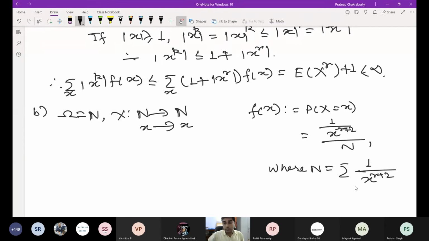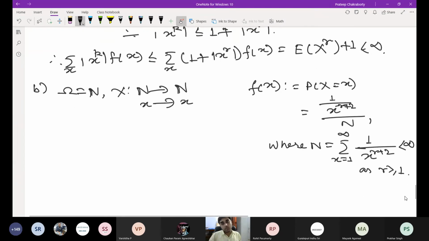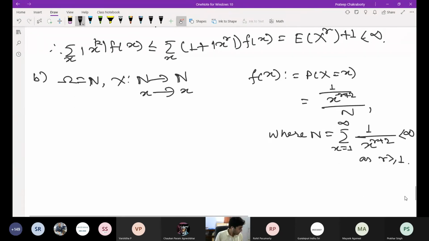Now this summation converges because these are all the natural numbers, and this summation converges because r is a natural number. r is greater than or equal to 1. Or even greater than or equal to 0 is also true. Okay, greater than or equal to 1. We need it greater than or equal to 1. So you can see easily that f x is a density function.